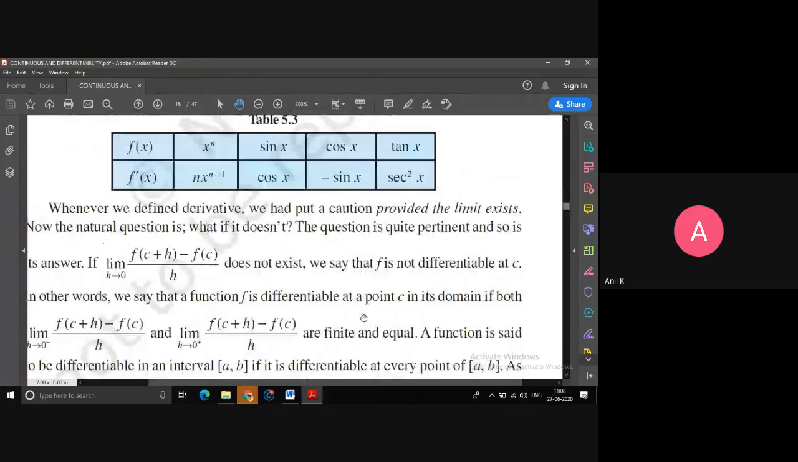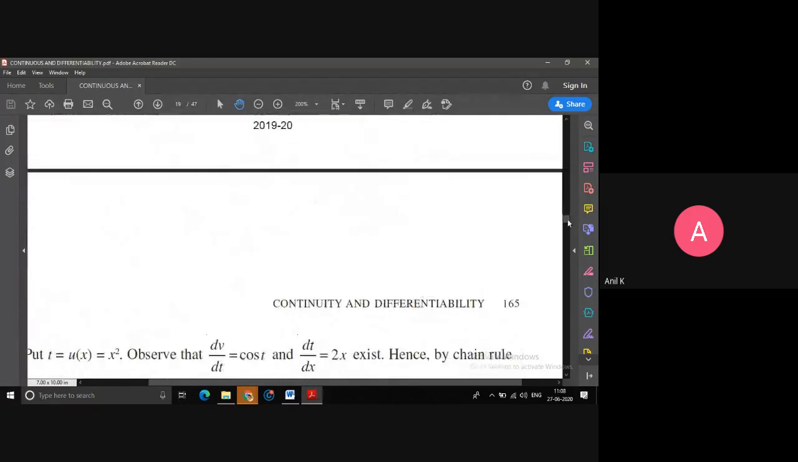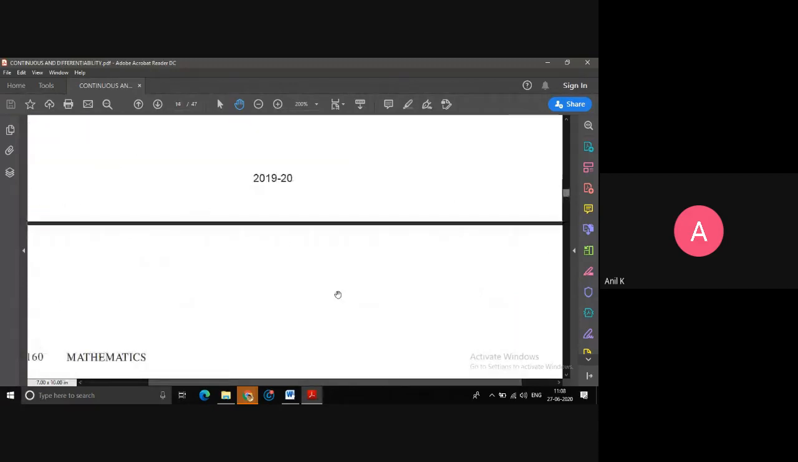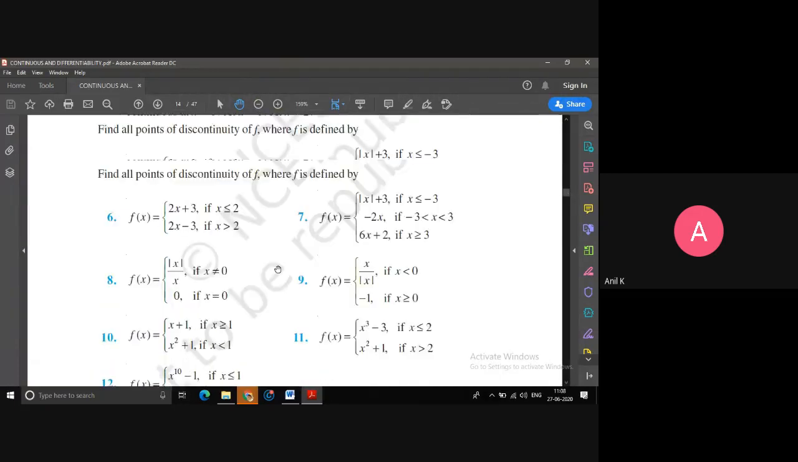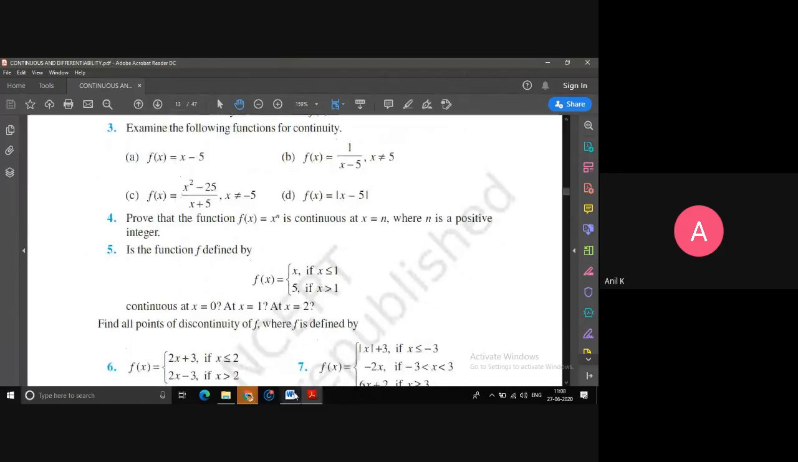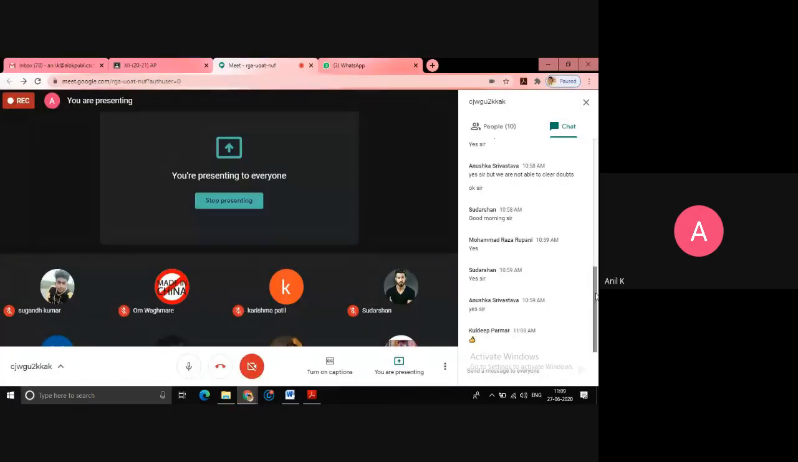Is it clear? Just a minute. Let's decrease the zoom here. Everyone understood that question explanation, how it is a continuous function? Okay.